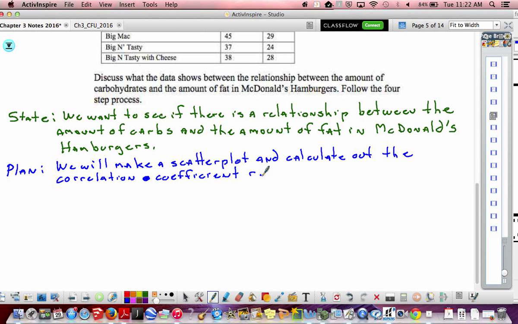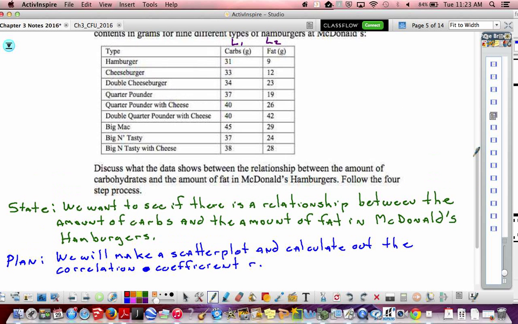Because I know we don't have a ton of space, I'm going to do the do part up right by the data. So I'm going to sketch this by hand real quick. Here's my X and Y axis. This is going to be carbs, and this is going to be fat. Of course, the measurement for both is in grams.